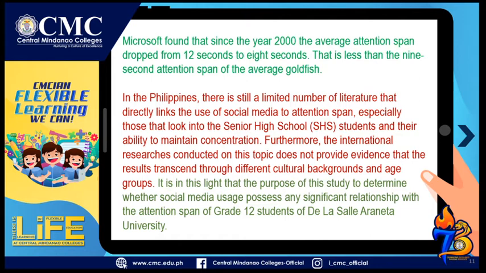In the Philippines, there is still a limited number of literatures that directly link the use of social media to attention span, especially those that look into senior high school students and their ability to maintain concentration. Furthermore, the international researches conducted on this topic do not provide evidence that the results transcend different cultural backgrounds and age groups. It is the purpose of this study to determine whether social media usage possesses any significant relationship with the attention span of grade 12 students of the La Salle Araneta University.